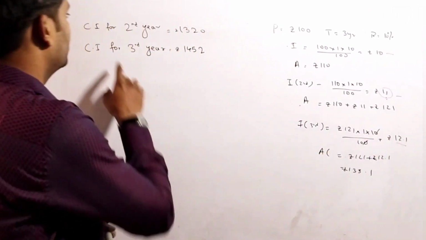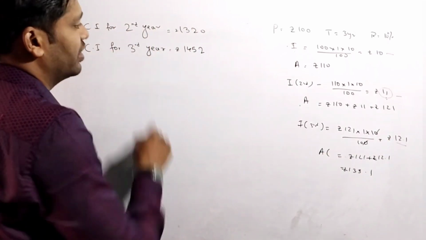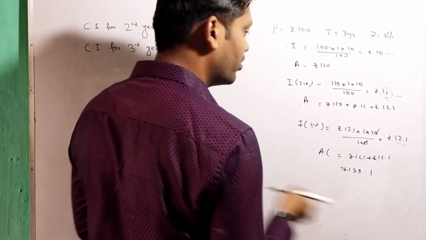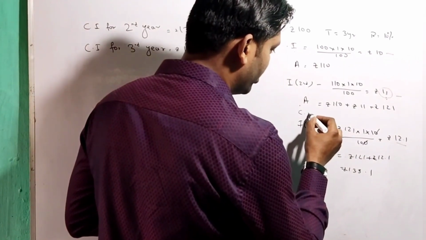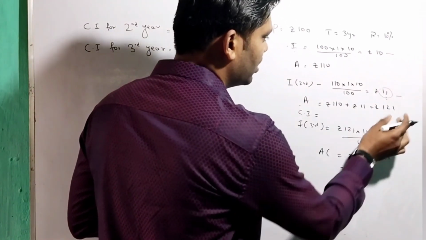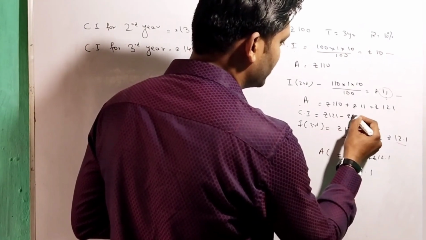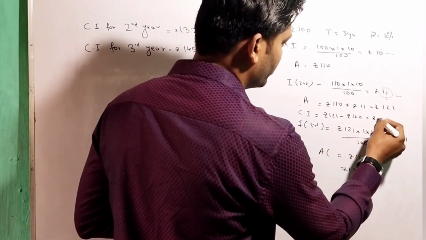Okay, so that is the base. So compound interest for second year means this is the interest. Take out the compound interest for second year. So CI you have to take out here. CI is equal to how much? This one minus original, so rupees 121 minus rupees 100. So it will be rupees 21.